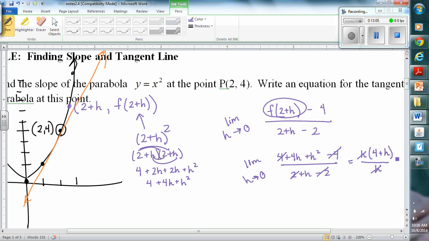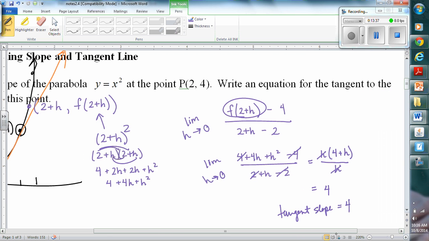Sometimes limits are easy. Sometimes they can be made easy. Here it wasn't easy, but it can be made easy. We can get that to simplify, to reduce to a place where, hey, now plug in 0. What do we get? 4. Do you remember what we were finding? The slope. Our tangent slope equals 4. Is that all they wanted?